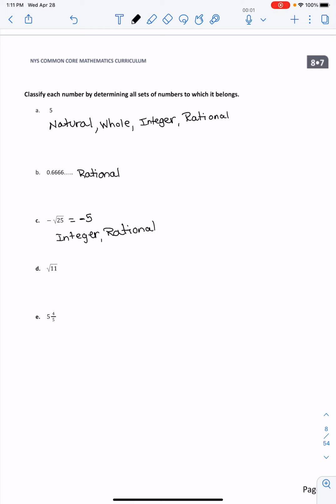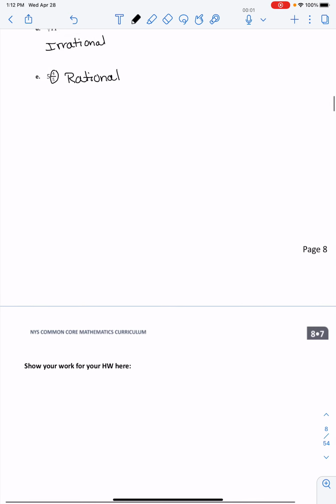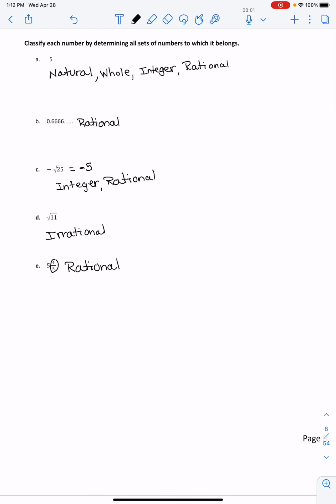Square root of 11 is an irrational number. And that's all it can be. 5 4/5, again, is a rational number because it can be written as a fraction and it has that fraction with it. So it is a rational number. You can go from the inside out, but not the outside in. This ends our lesson.